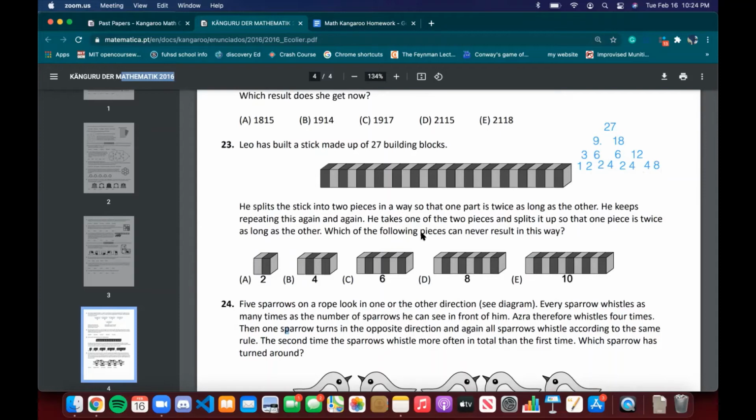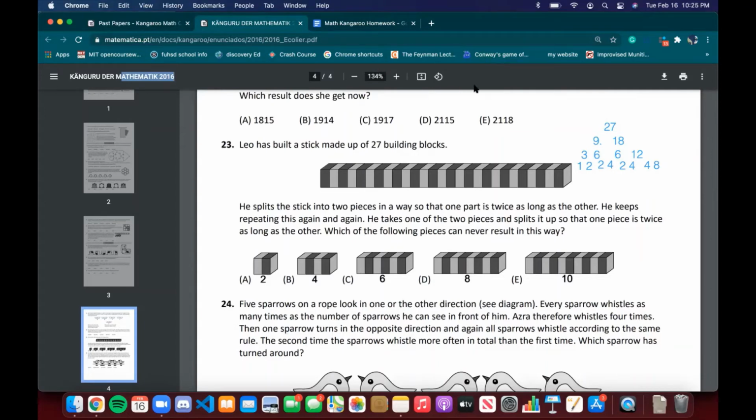So which of the pieces can never result in this way? And it's also helpful that on the bottom they show the length of these. Alright, so let's find the numbers here that don't show up at all on this chart, which is all the possible ways that you could split the sticks. 2 shows up on this chart multiple times, 4 shows up multiple times, 6 shows up on the chart twice, 8 shows up once, but 10 never shows up. So for 23, the answer is E.